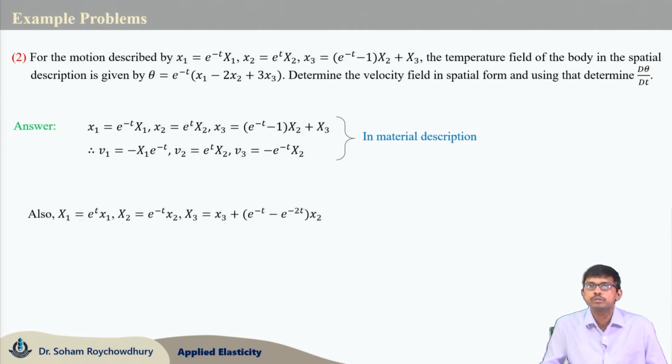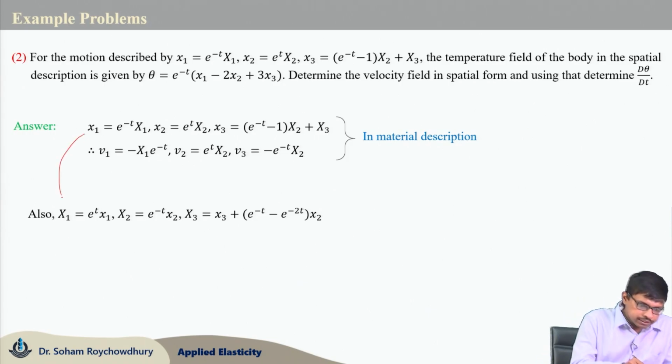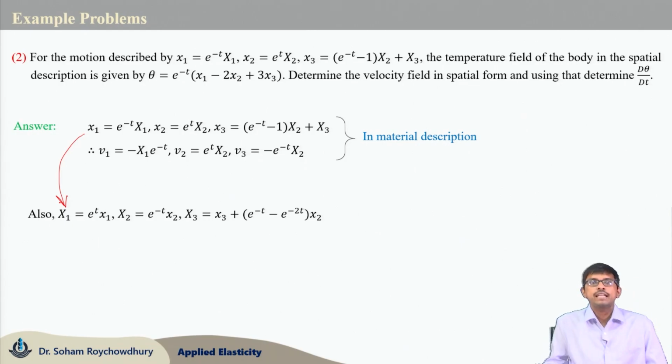Now as we want to find out the velocity in the spatial form, we need to invert the equations of motion. So by expressing capital Xi as a function of small xi, we can get this set of expressions. This is by inverting the equation. Capital X1 can be obtained as e to the power t small x1, capital X2 is e to the power minus t small x2, capital X3 is small x3 plus e to the power minus t minus of e to the power minus 2t times small x2.